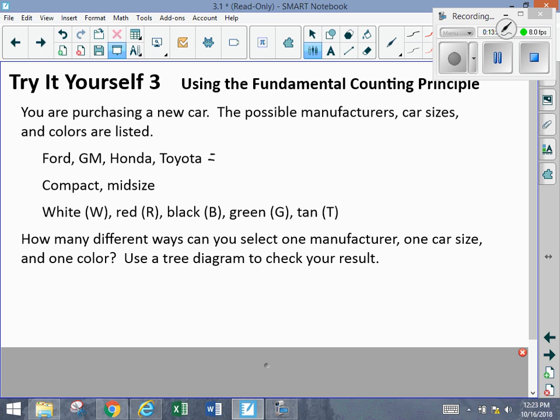So here we have 4 different selections, here we have 2, and here we have 5. So we're going to use that rule, right? There are 4 times 2 times 5, or 40 different cars for us to choose from. Let's see, should we go ahead and make a tree diagram to prove that that's true, or not?